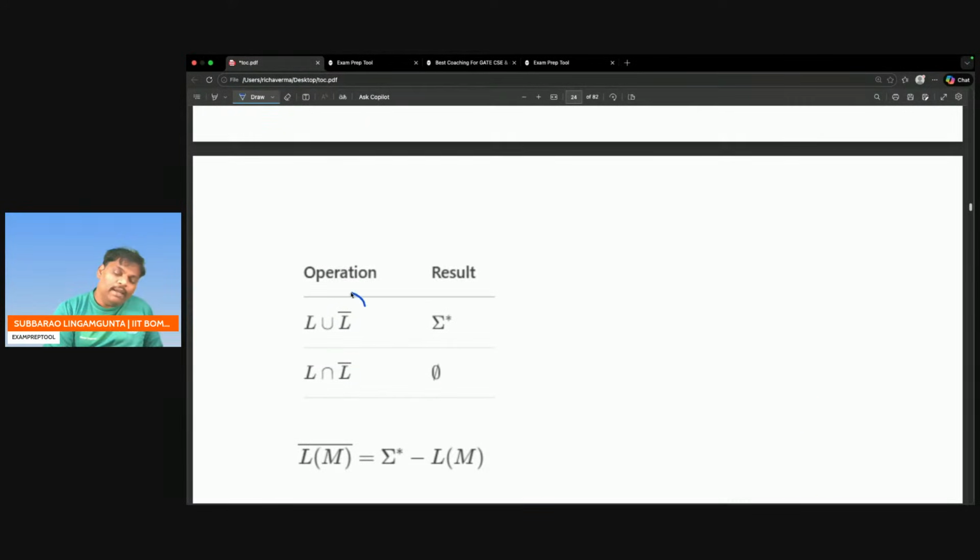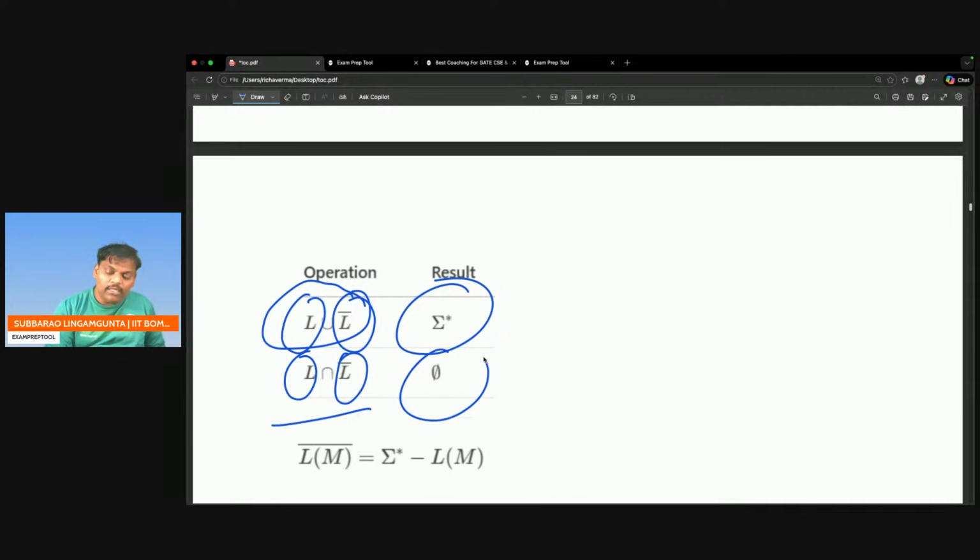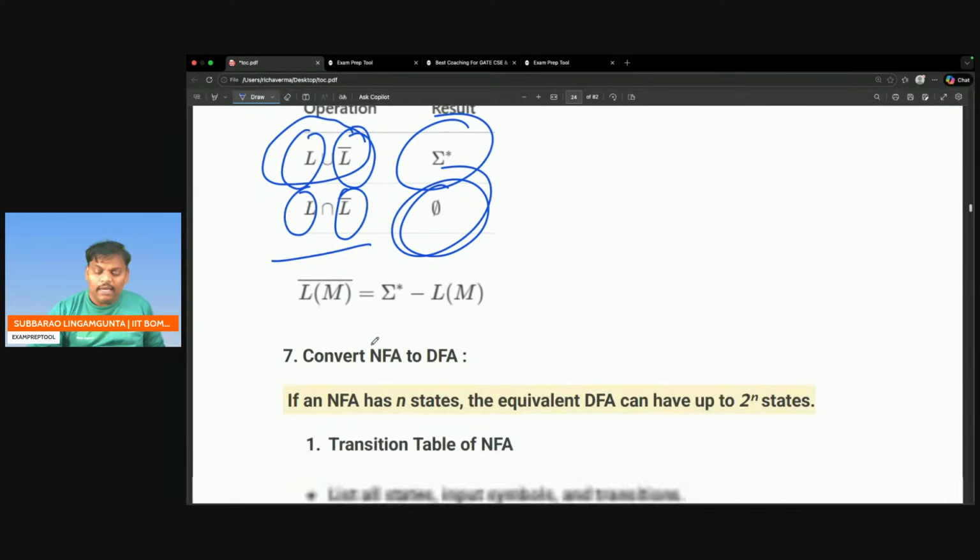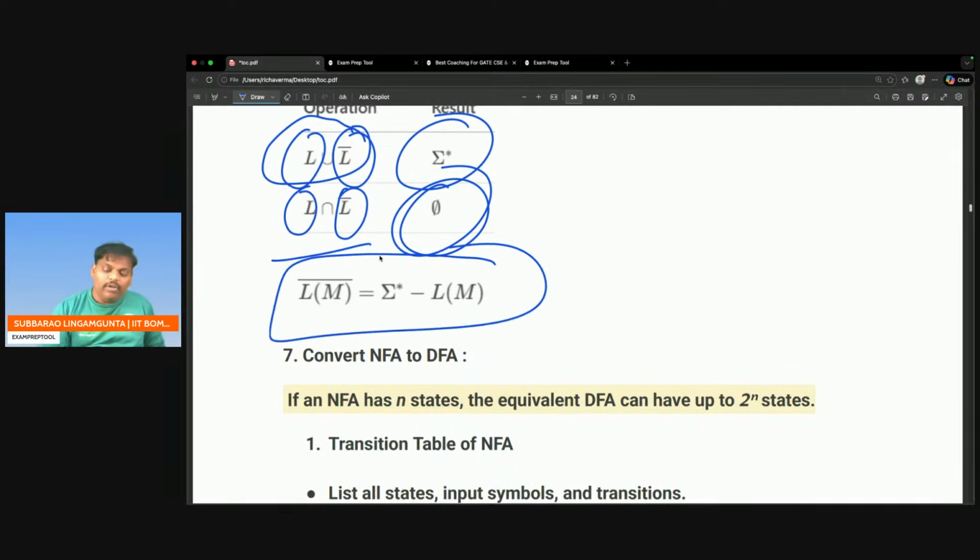L union L complement, right? Whatever L is there, L complement is everything other than that. So if you do union, it will become sigma star. If you do intersection, nothing is common, right? L complement is nothing but sigma star minus L, right? Everyone knows this.